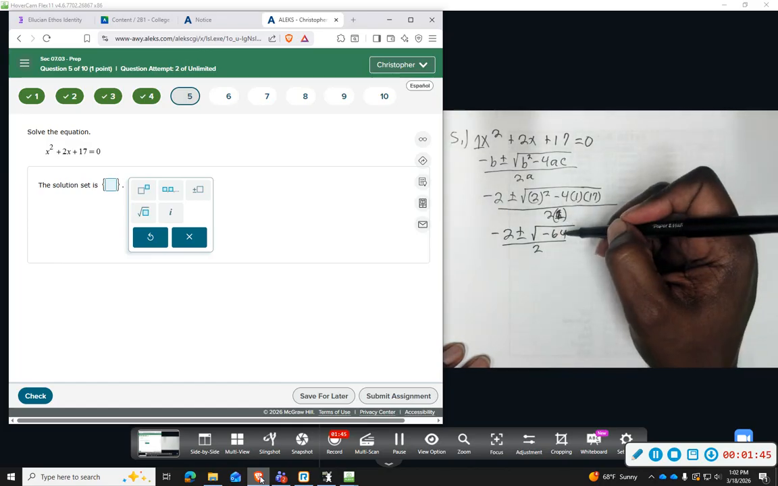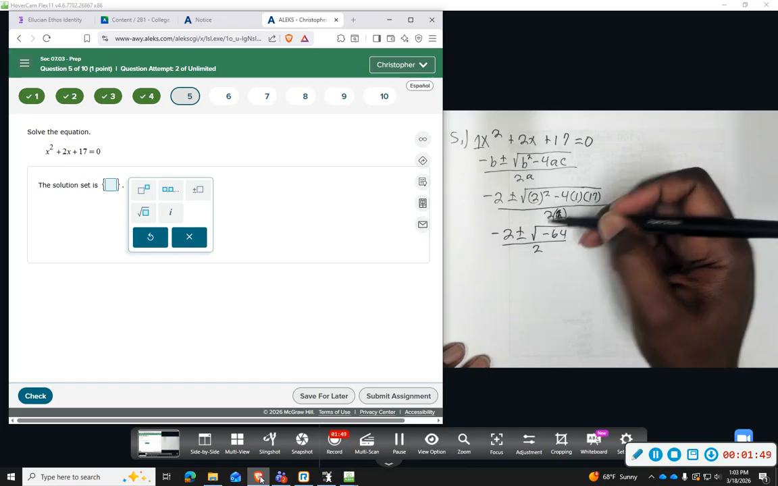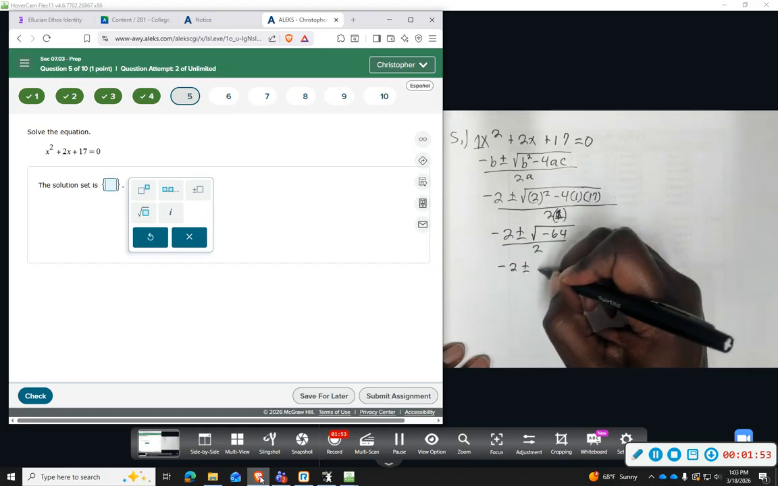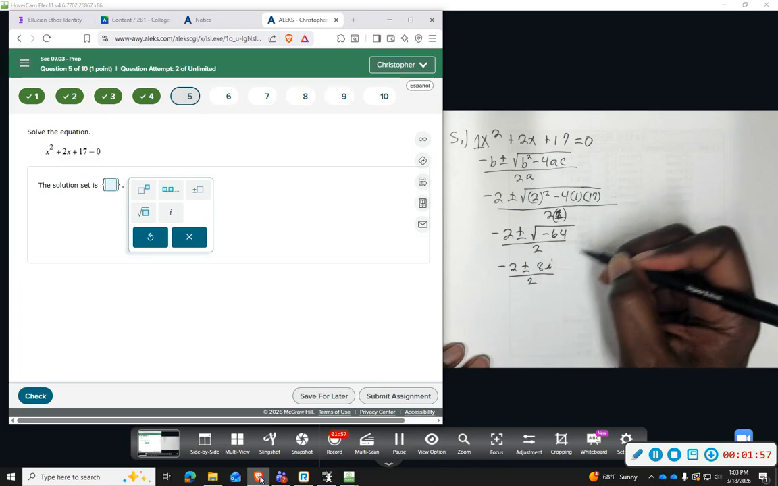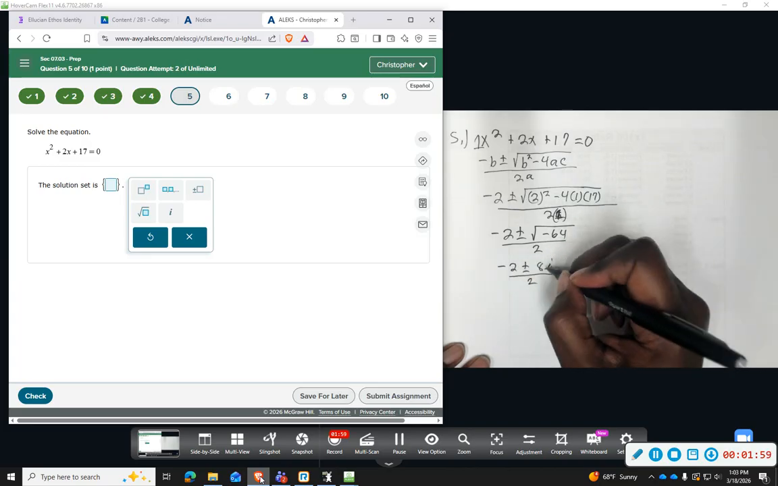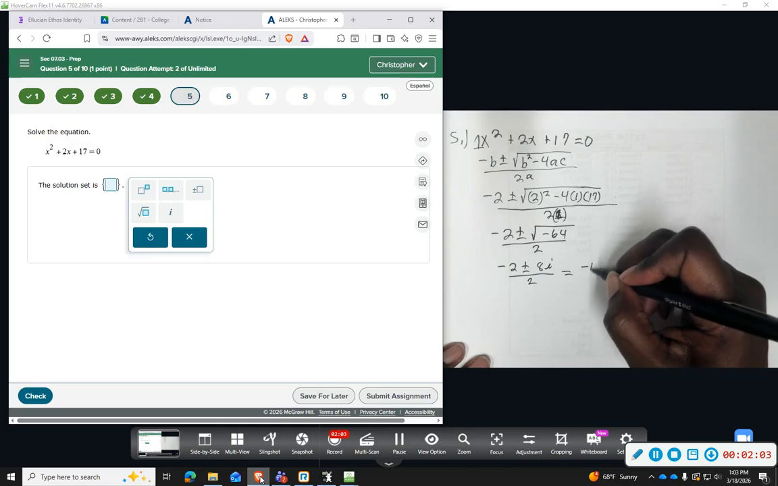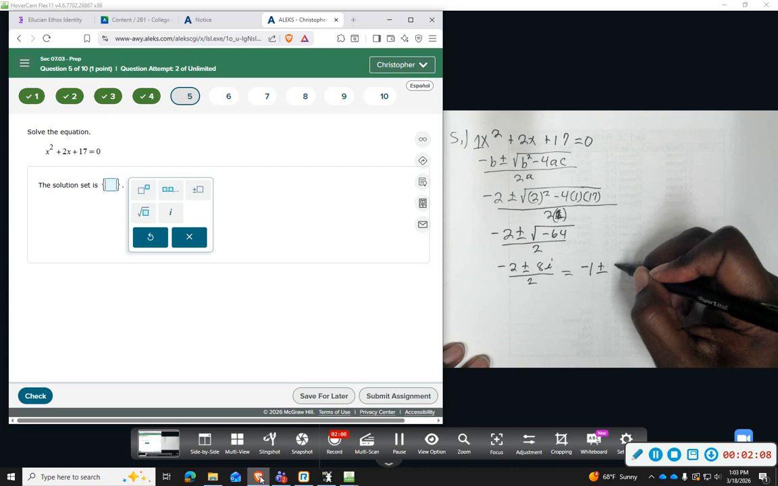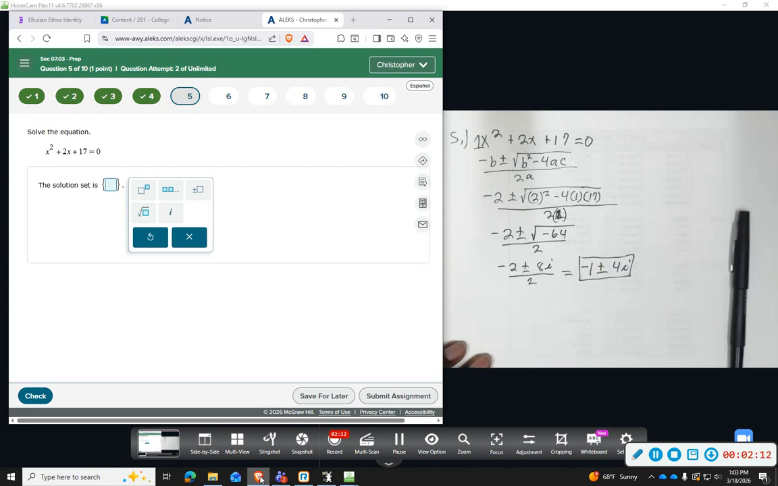64 is a perfect square, 8 times 8. However, since it's negative, it'll be an 8i. So we have negative 2 plus or minus 8i over 2. Now both of these terms are divisible by 2, so we can divide both of them by 2, and that will give us negative 1 plus or minus 8 divided by 2, which is 4i. Okay, so here is our solution.